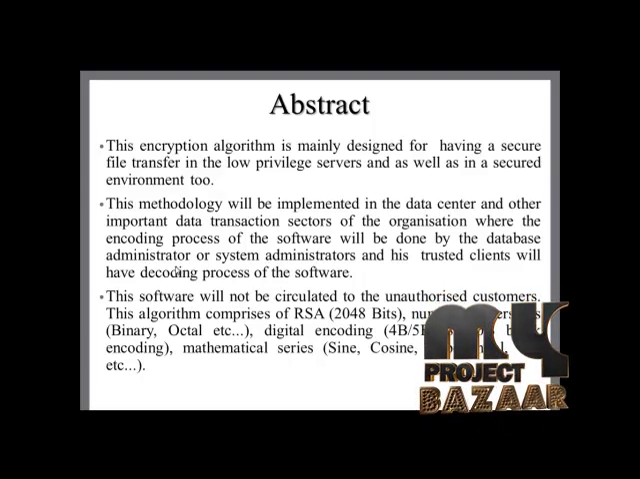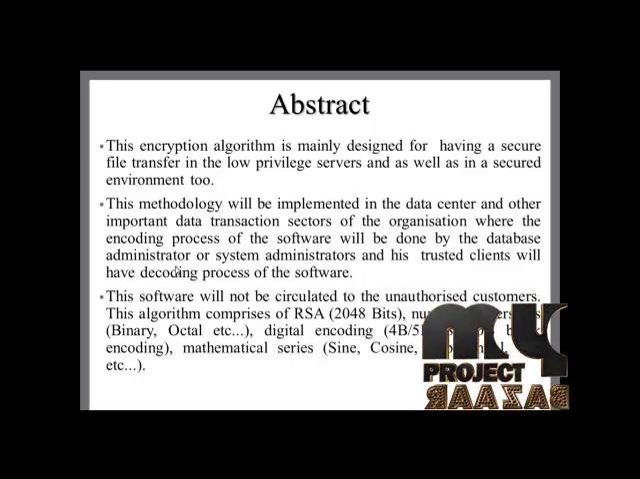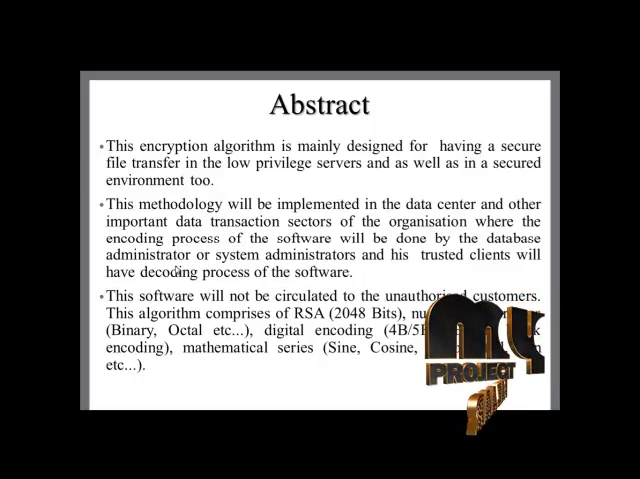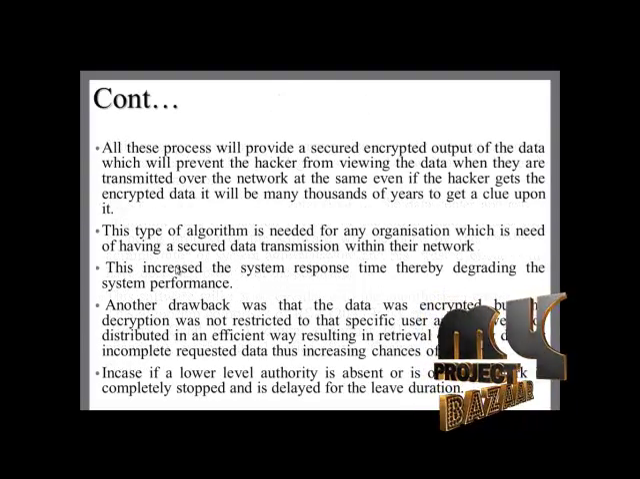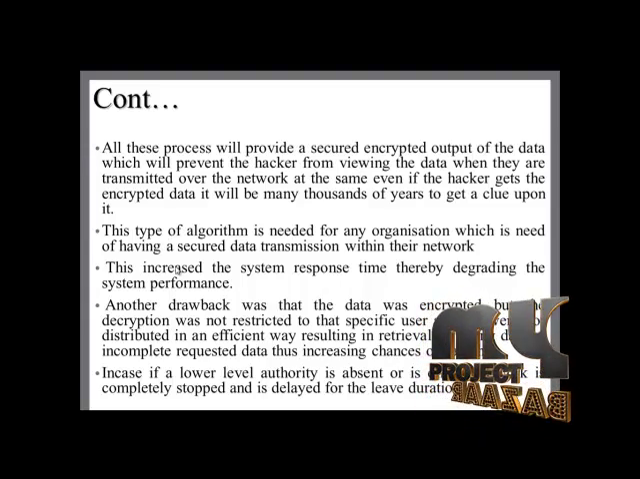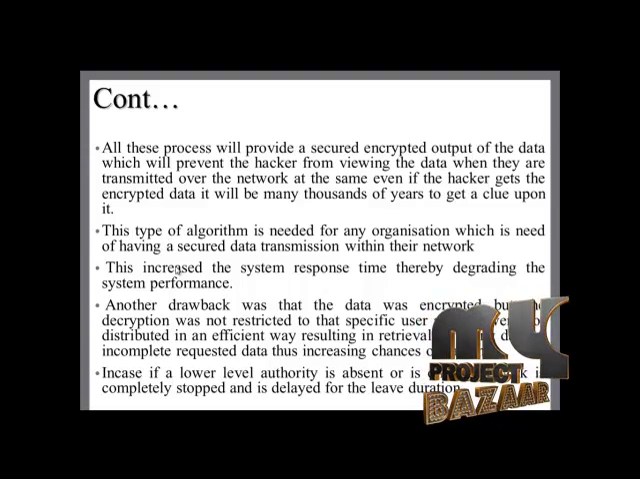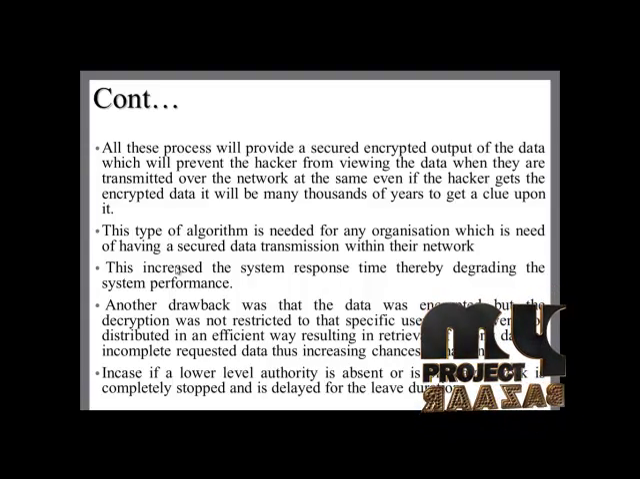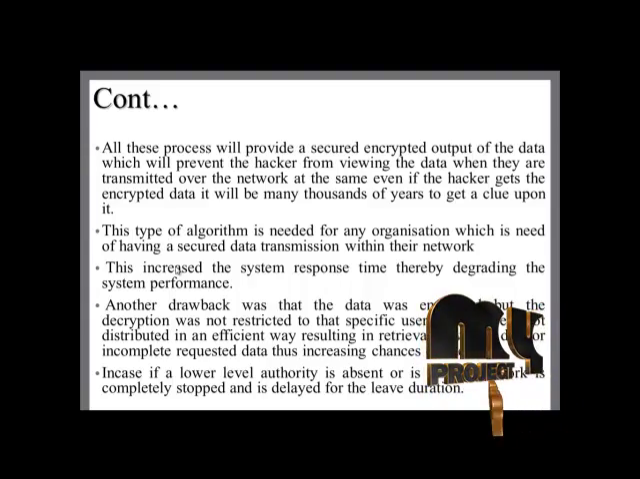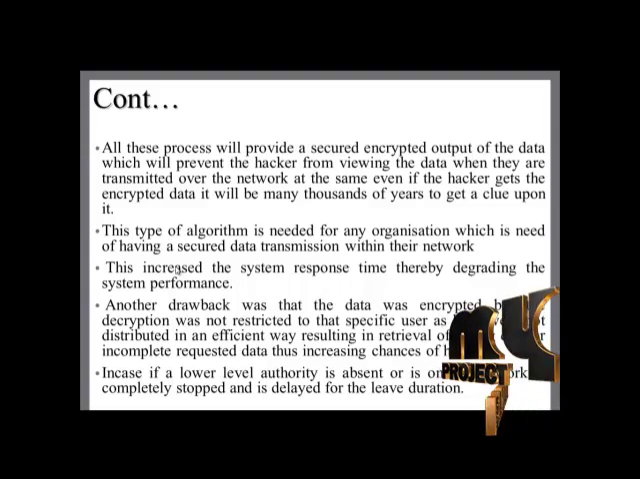This algorithm comprises RSA, which is one of the encryption algorithms, number conversions, etc. These are all the intermediate operations taking place during the encryption process. All these processes will provide a secure encrypted output of the data, which will prevent the hacker from viewing the data when it is transmitted over the network. Even if the hacker gets the encrypted data, it will take many thousands of years to get a clue, because there are a number of operations performed inside during the encryption operation.